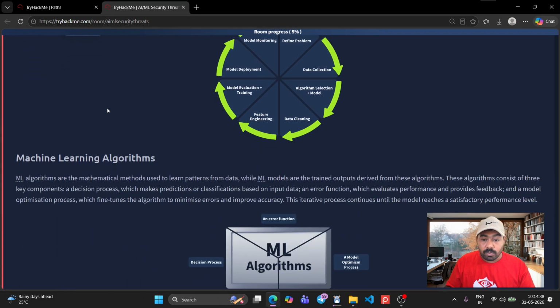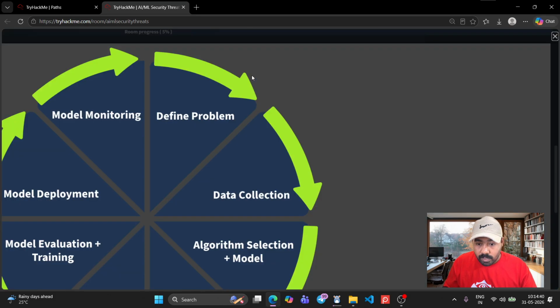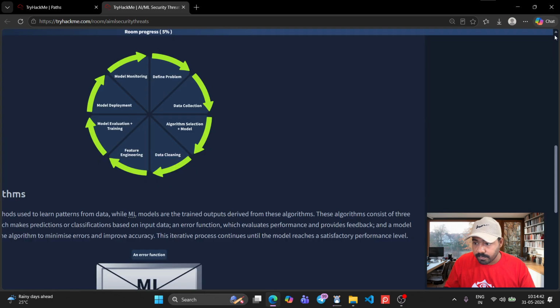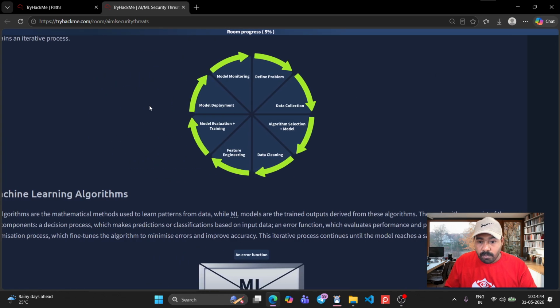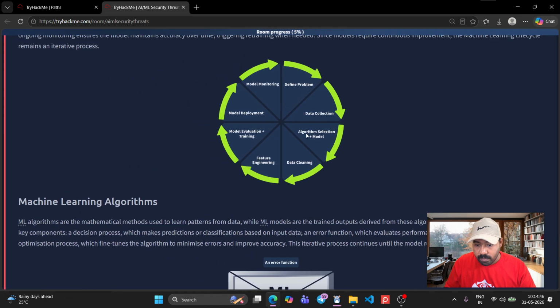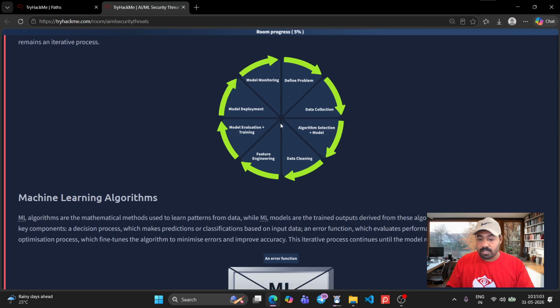So let's look into this diagram. Model monitoring, define problem, where it started. Maybe it starts from the model development. Model development, model monitoring, defining data collection, algorithm selection, data cleaning, feature engineering, model evaluation plus training, then again development. Maybe that is the structure or the data flow.